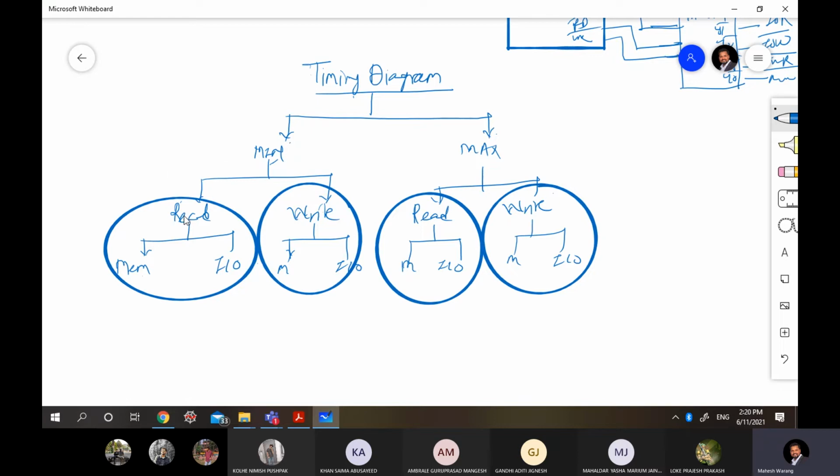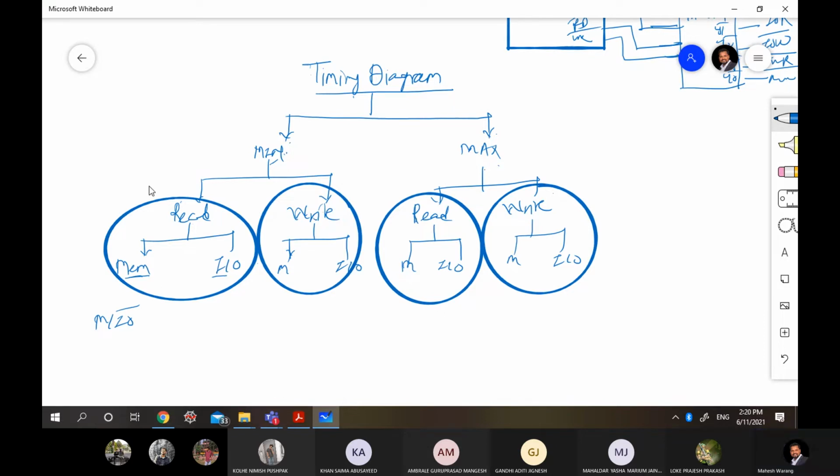It's just like how to read in minimum mode, how to write in minimum mode. M/IO bar is just one signal which will decide whether it's dealing with memory or IO. So we just combine them. So we have to see 4: how to read in minimum mode, how to write in minimum mode, how to read in maximum mode, how to write in maximum mode.